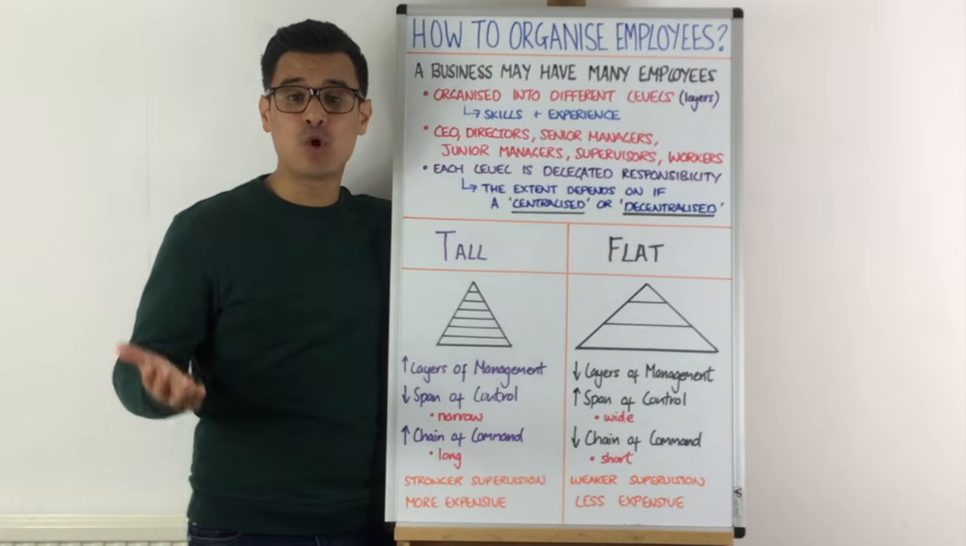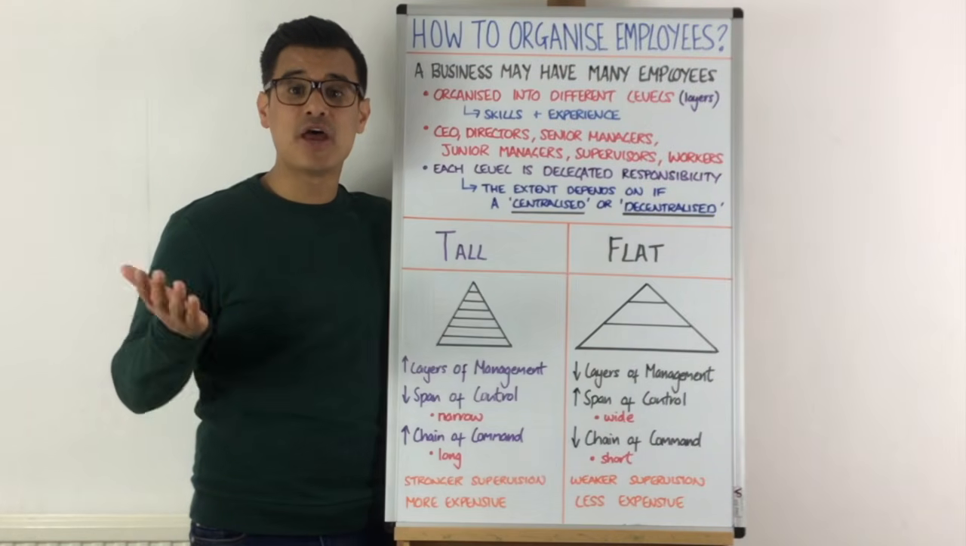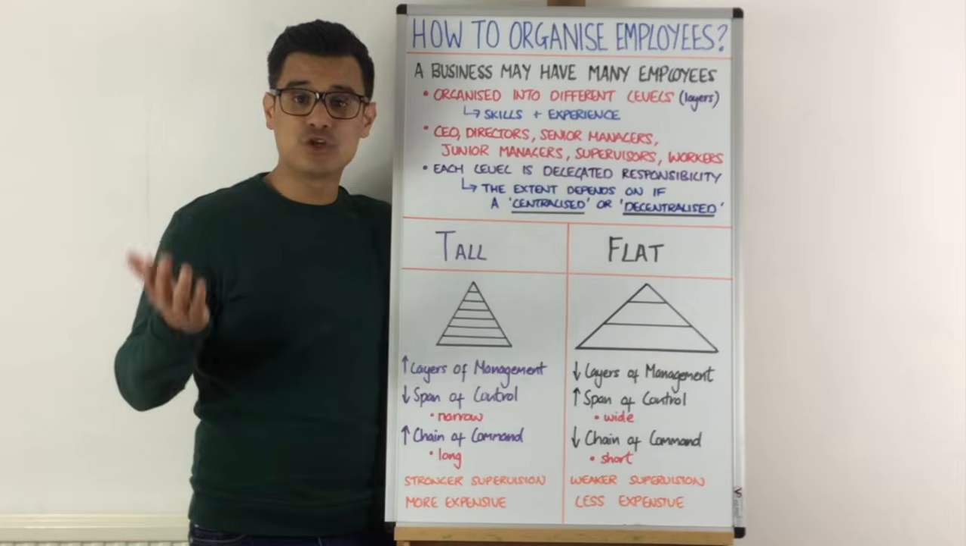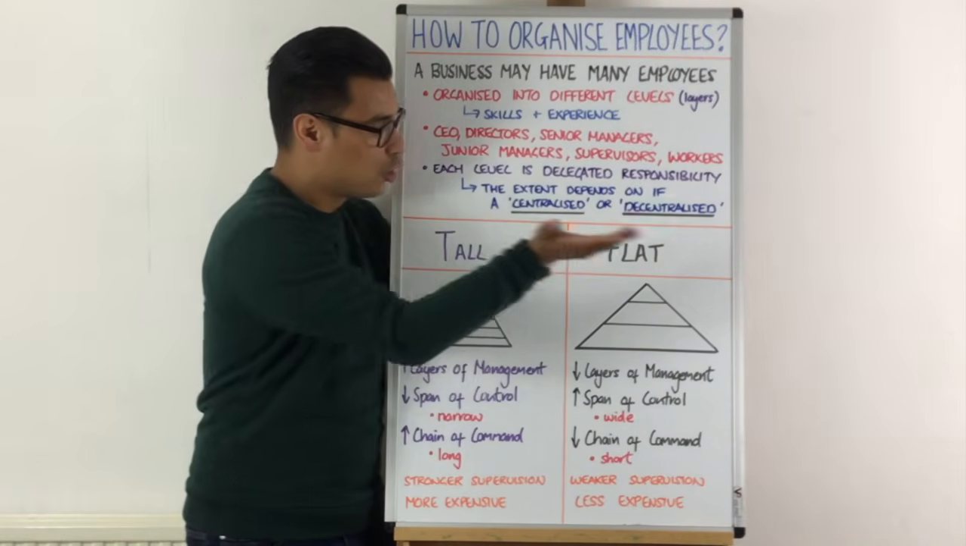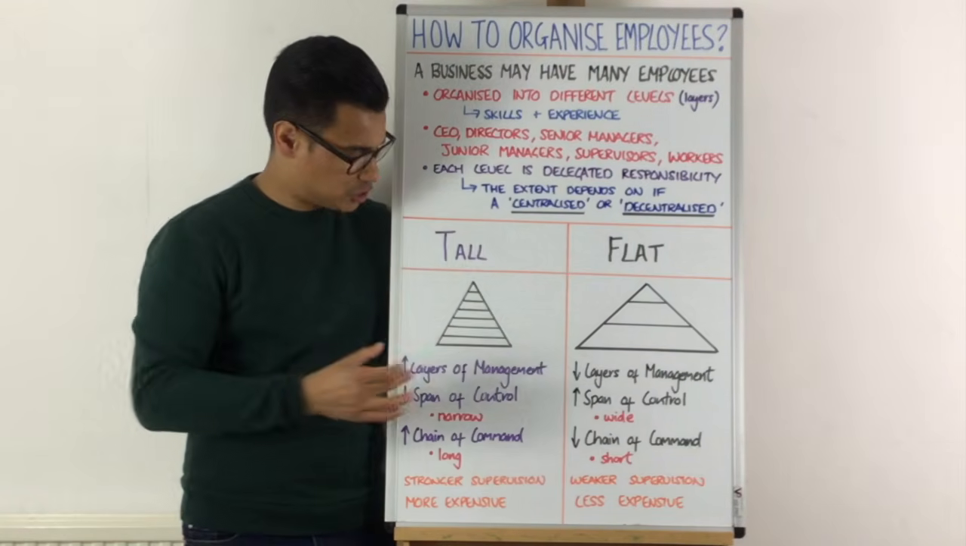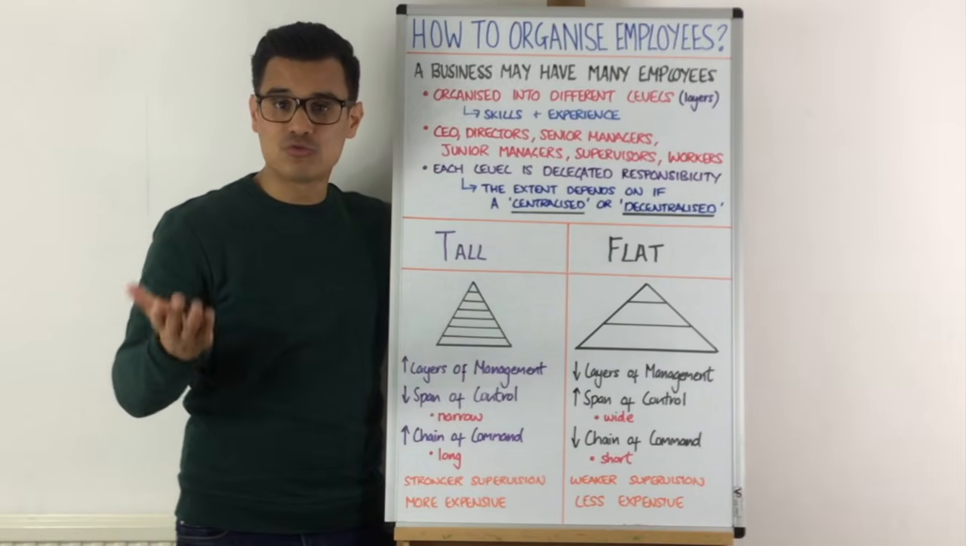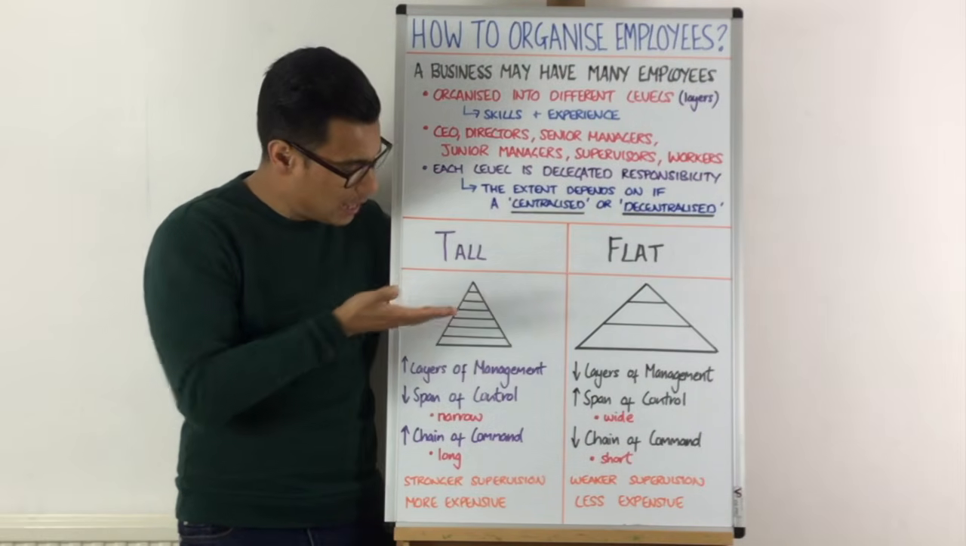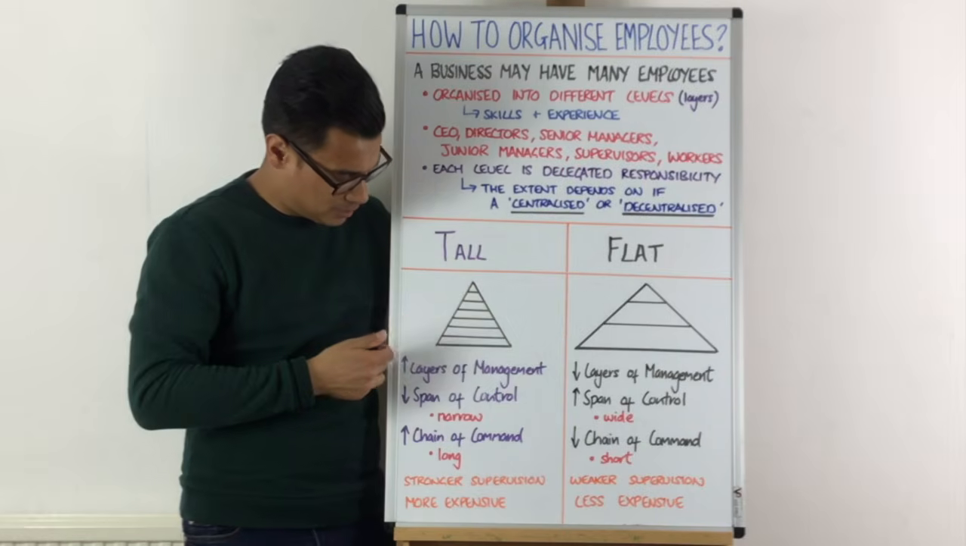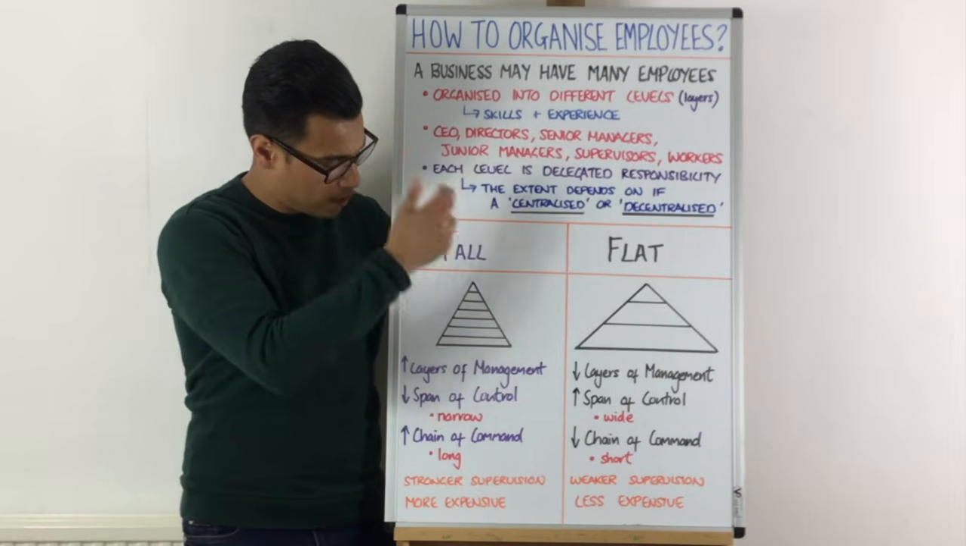Now, when you decide to organise your employees, you'll have to choose an organisational structure. The two that you'll choose is either a tall structure or a flat structure. A tall structure looks like this graph here. The reason why is because it's tall and it's got lots of layers of management. Lots of layers of management all the way up the business.